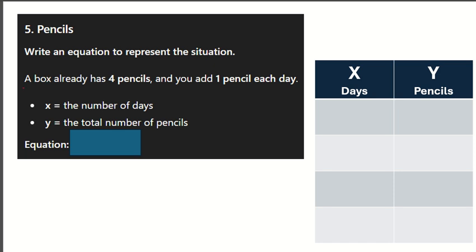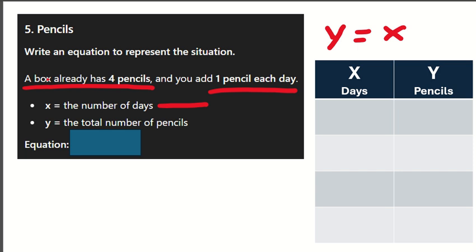All right. A box already has 4 pencils. It's already got them, right there, 4 pencils. And you add 1 pencil per day. Sounds like a similar situation to what we were talking about before. So let's go ahead and do our y equals x. Now, x represents the number of days. Day 1, day 2, day 3, day 12, day 50 billion, or 978, like one of my students would say. So we can leave x as is.